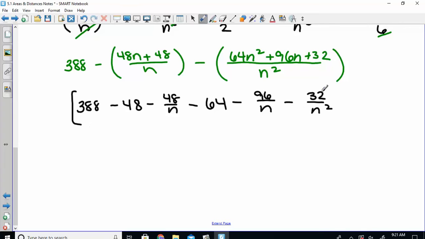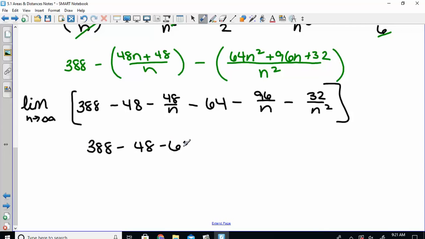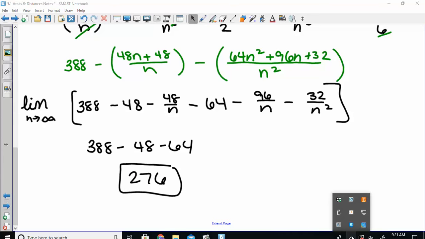And what do we have to do at this point? This is what it all adds up to for n rectangles. And how many rectangles do I want? Infinity. So now we do the limit as n goes to infinity. And anything with an n on the bottom just turns into 0. And so we get 276.